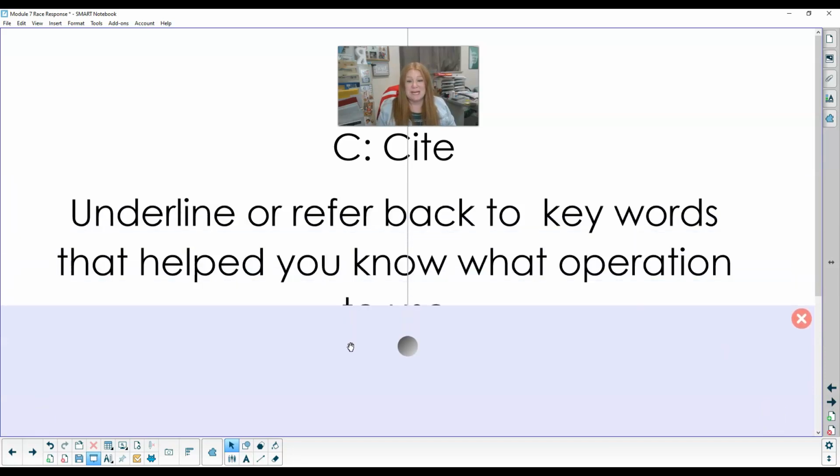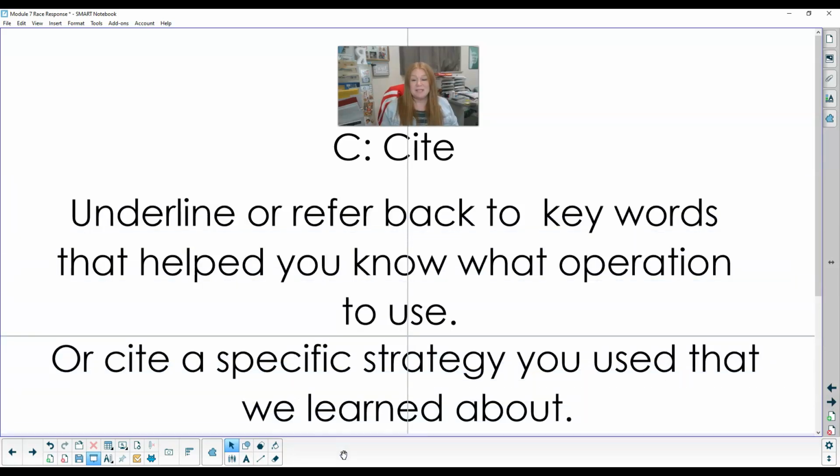And then we're going to cite. So in math, this can look like underlining, referring back to keywords. I knew I needed to do this because this word means this. So just explaining, underlining what keywords helped us know. And then for citing a specific strategy: I used the unit rate strategy. I used the proportion strategy. What strategy did you use that helped you solve that?